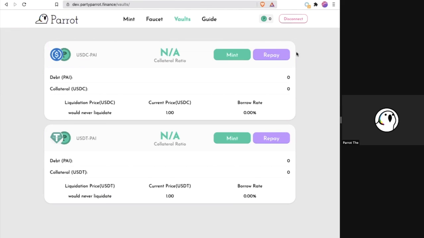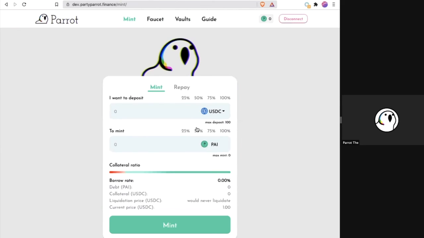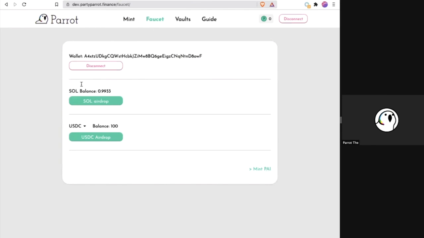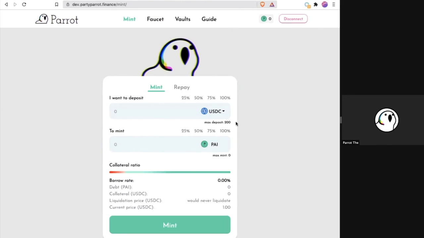Let's see. Okay. I have 100 Pi here. So this is on the DevNet. So there's a faucet where you can get more USDC, so you can get another 100. Then I have 200 here. Then I can deposit 100 Pi. Then I can borrow say 50.